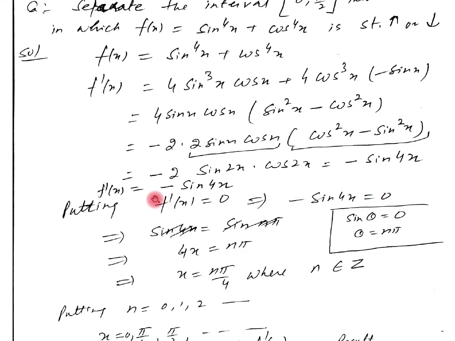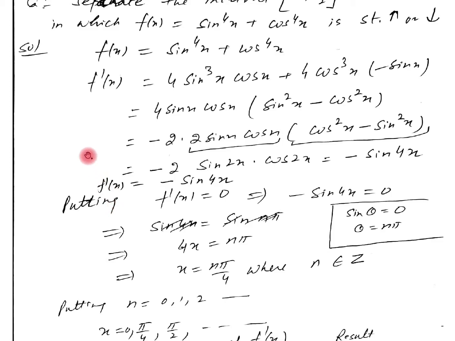Now f dash x equal to minus sine 4x. It is one of the important questions. You must know the derivative of sine raised to power 4x plus cos raised to power 4x equals minus sine 4x. Try to keep this result in mind.